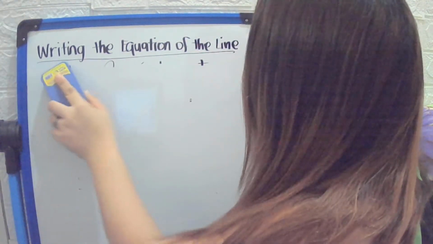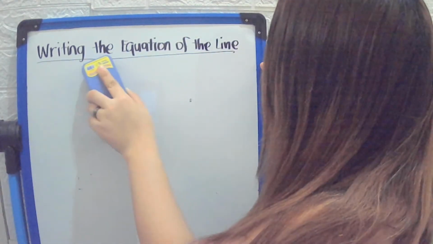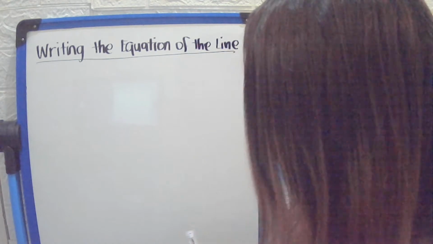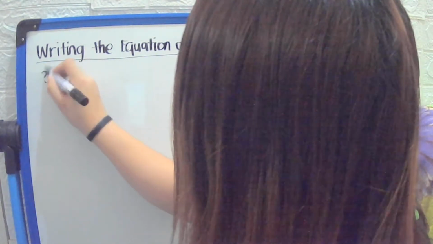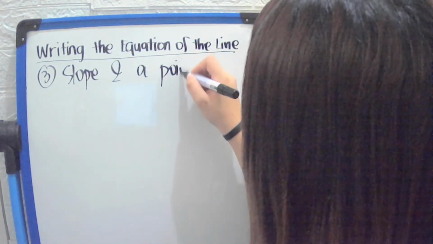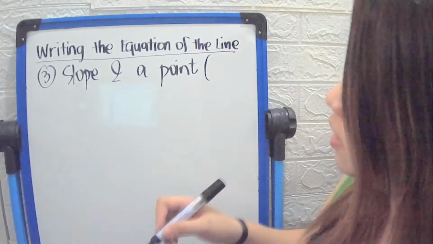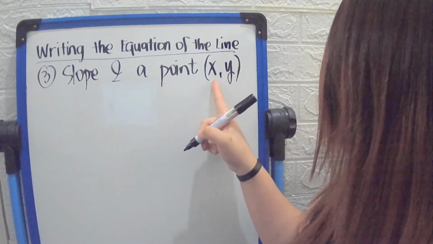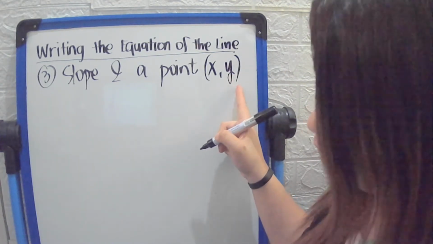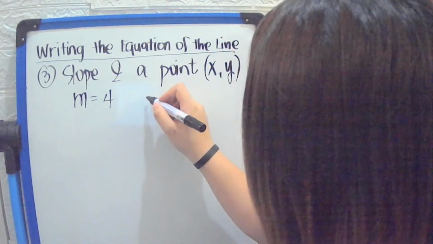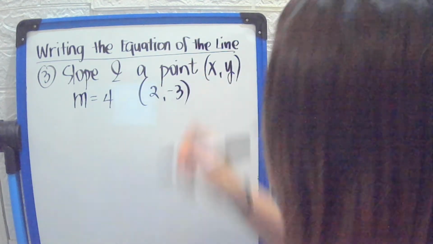Third, if you are given the slope and a point. So in this part, i-expand natin yung formula na, or yung standard form na y equals mx plus b. So, if we're given the slope and a point, the point has a coordinate x, y. The value for the first one is the abscissa, and the value for this is the ordinate. Okay, so for example, we have here, our slope is 4, and the point is 2, negative 3.